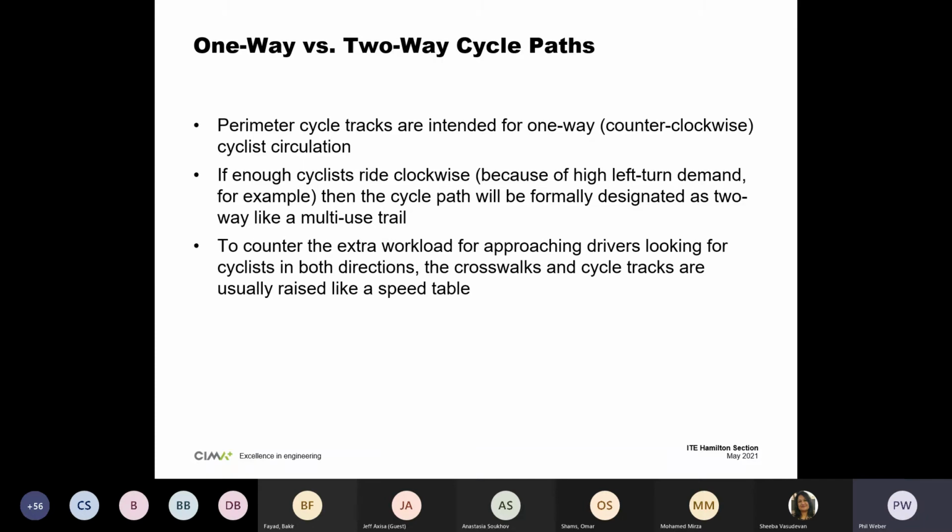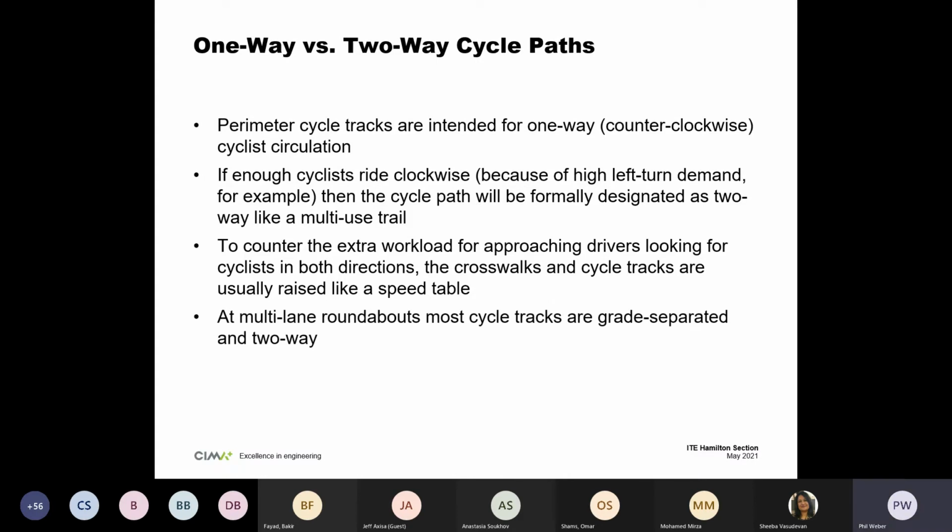However, to counter the extra workload for approaching drivers that now have to look for cyclists in both directions, the crosswalks and cycle tracks will usually be raised like a speed table. Right, so there'll be an extra treatment that will accompany this, because drivers won't normally be expecting it.